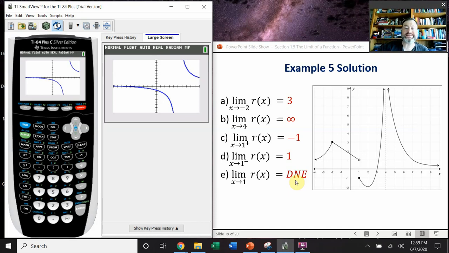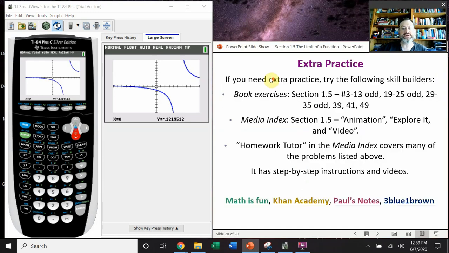Okay, so that's basically it for this lecture. Hopefully it wasn't too long, guys. If you need extra practice, here's some more odd problems out of the book. The ones that I think are helpful. Some of them look just like your homework, some of them don't. Media index for this section, all of the entries are very good. Go ahead and check them all out.